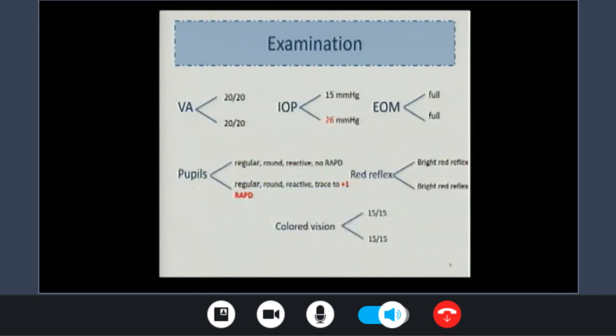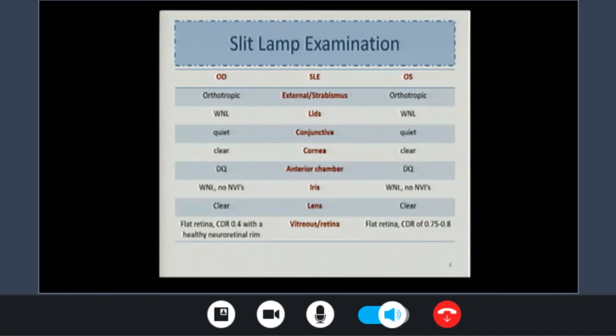So this IOP is actually underestimated, as she already underwent refractive surgery previously, by around 3 to 4 millimeters. The extraocular motility was full, the pupil was regular, reactive and round in both eyes. However, we noted that she had a trace to +1 relative afferent pupillary defect in the left eye that she was complaining of. The red reflex was bright and symmetrical, and the colored vision was equal and full in both eyes. Slit lamp examination of the anterior segment was unremarkable for any pathologies in both eyes.